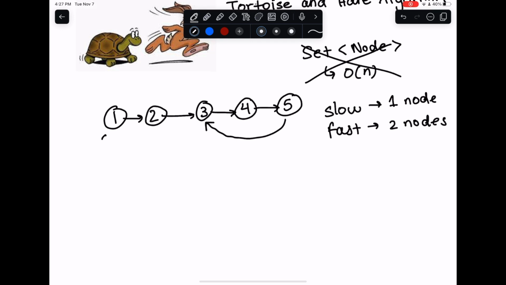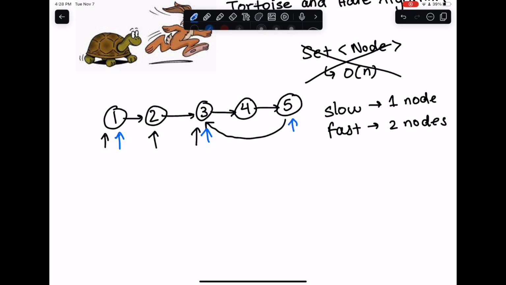We have both our slow and fast starting at the initial node, but the slow one moves 1 at a time, and the fast one moves 2 at a time. So in fact, let me use different colors to distinguish. This is our slow pointer and this is our fast pointer. Every iteration, the slow pointer is moving 1 at a time, however our fast pointer is moving 2 at a time. So now our fast pointer is here. Then my slow pointer will be here, and then my fast pointer will be here. And then my slow pointer is here.